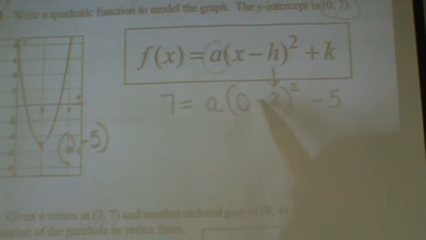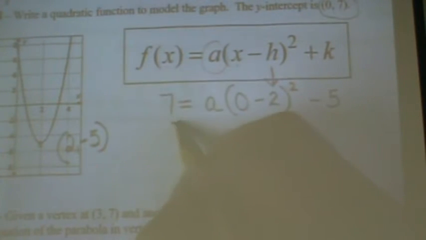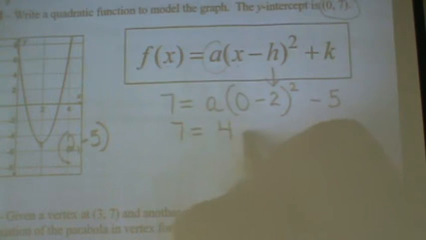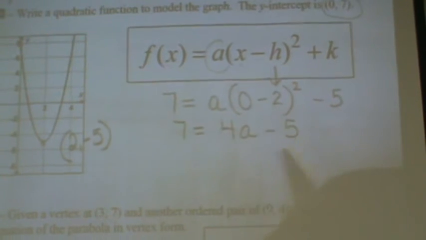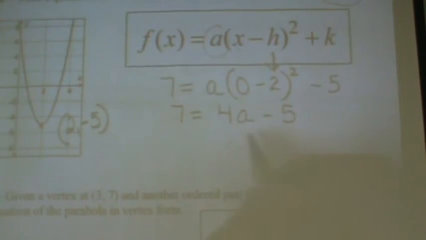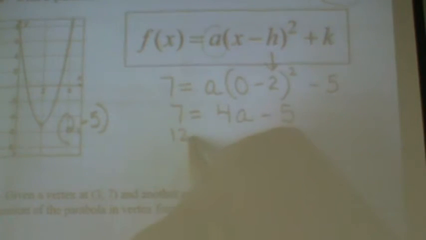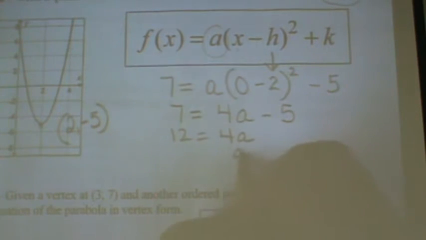So what should you do first? Parentheses. What is 0 minus 2? -2. Then what do you do? Exponent. Square it, so you get 4. So you have 4, this is what you have. You have 7 equals 4a minus 5. Now what would you do? Add 5, you get 12. A is 3. And A is 3.